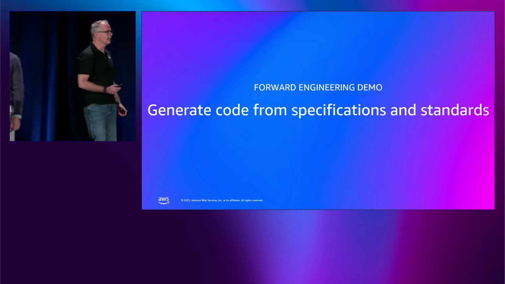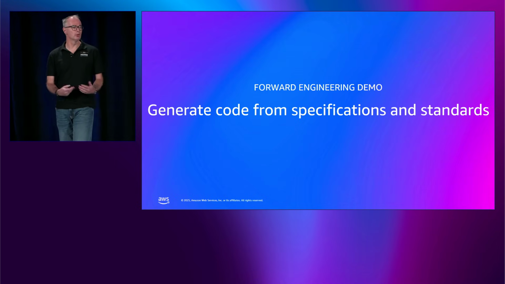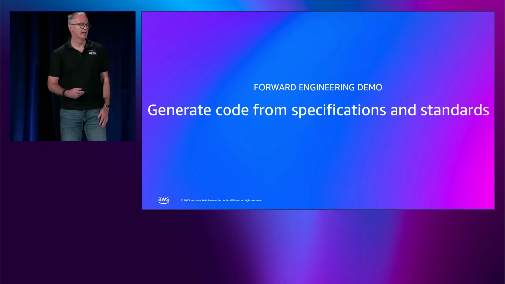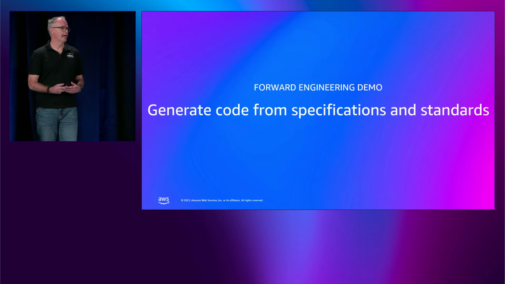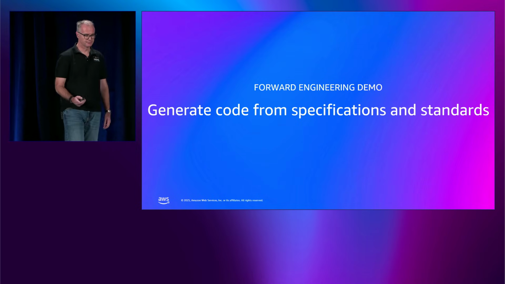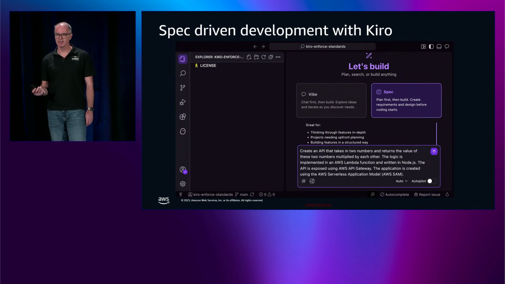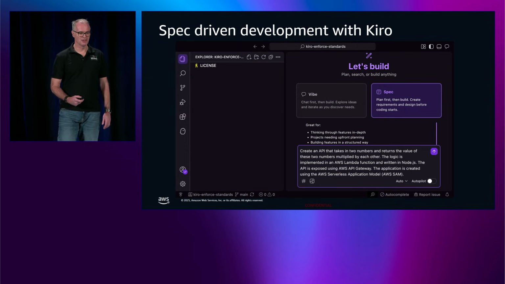Okay, so now we're going to look at how we can generate code from a specification, but more importantly for a lot of organizations today, how we can generate that code that conforms to some of our corporate standards. So hopefully many in this room are aware of Kiro. It's been a hot topic this week. So it's the new agentic IDE from AWS.